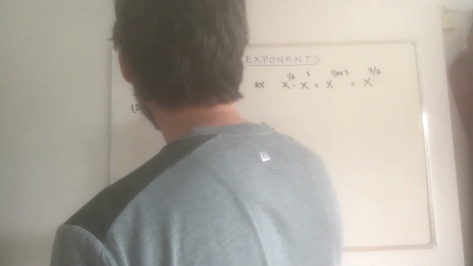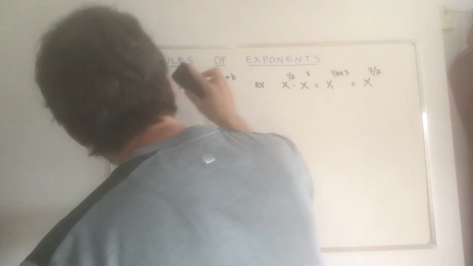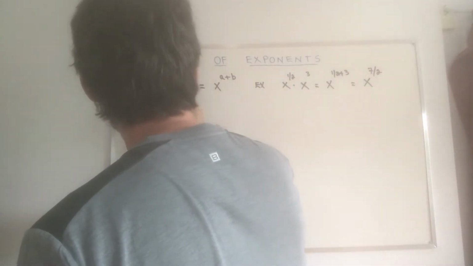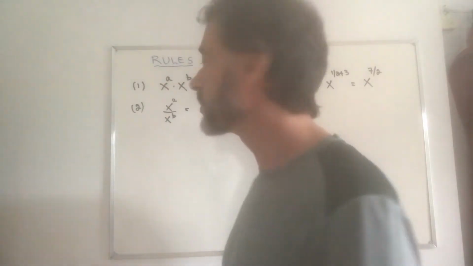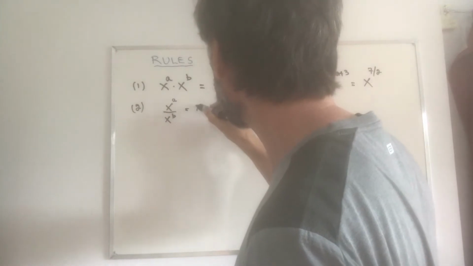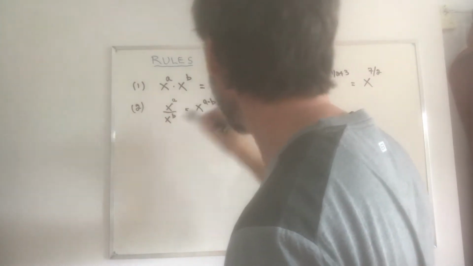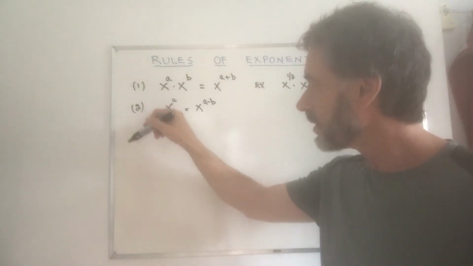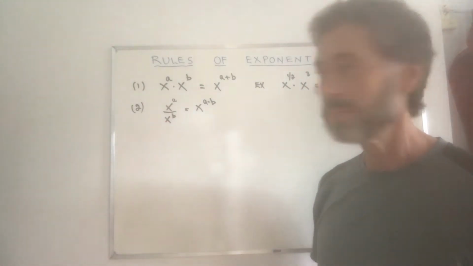If there is a rule for multiplication, you've guessed it, there is a rule for division. X to the a divided by x to the b. So x to the a over x to the b. I do not need a bracket here. What is this? Well, you know this one as well. If there's a division, instead of adding the exponents, we subtract them. You've got to have the same x. If it's not the same base, then this rule does not apply.